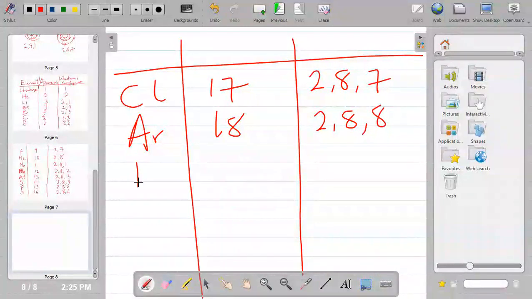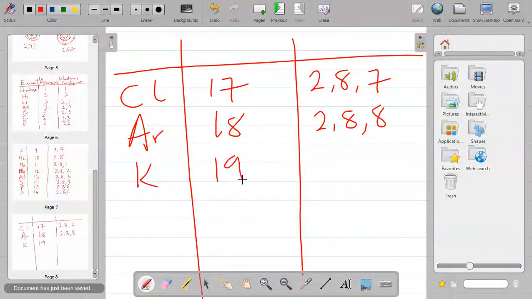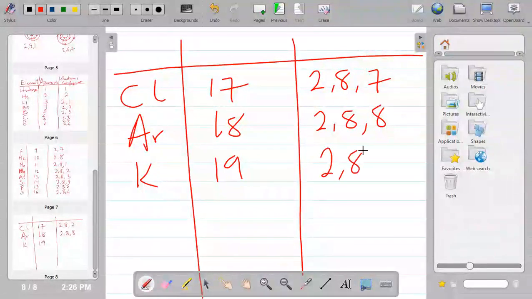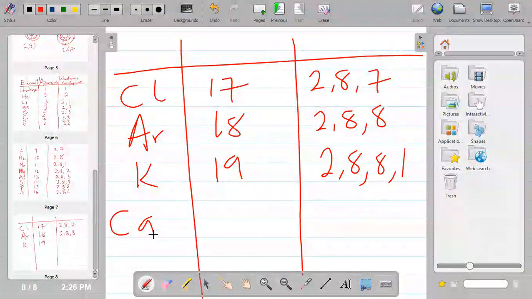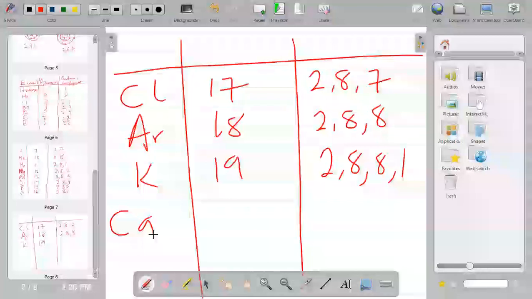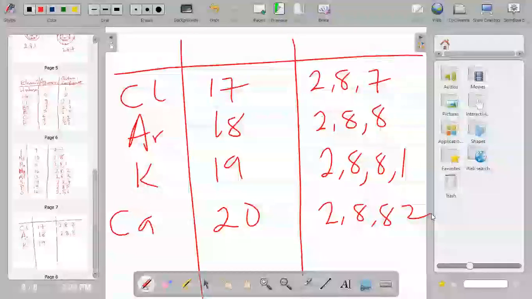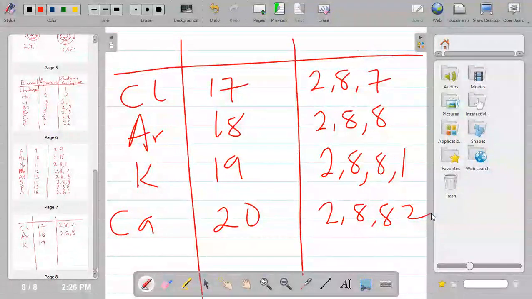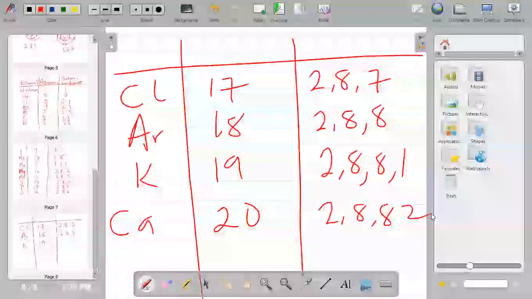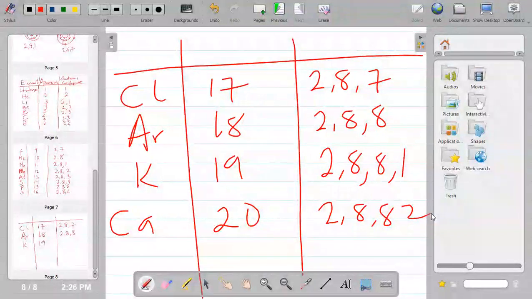We have potassium, 19. Now, the M shell can only contain 8 electrons, hence the extra electron will move on to the next shell, which is the N shell. We have 2, 8, 8, 1. And lastly, we have the 20th element, which is calcium, to be 2, 8, 8, 2.